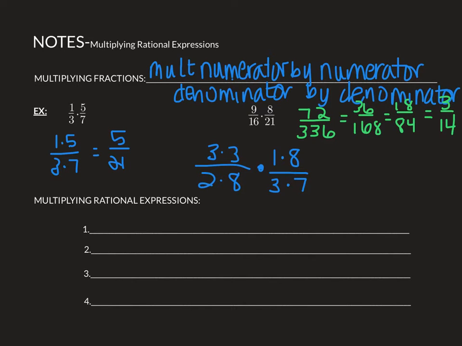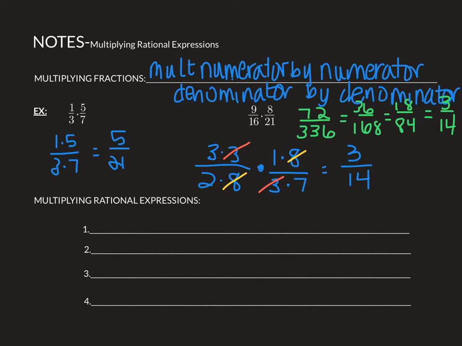Okay, so if I go through, I notice that I have a common factor of 3 here and 3 here, and I have a common factor of 8 here and 8 here, and now I can multiply straight across. And that gives me 3 times 1, which is 3, and 2 times 7, which is 14. Seems like a lot quicker way to get there. So if I look for my common factors first and take those out, then I can multiply straight across. Kind of an aha moment, because that leads us exactly into multiplying rational expressions.